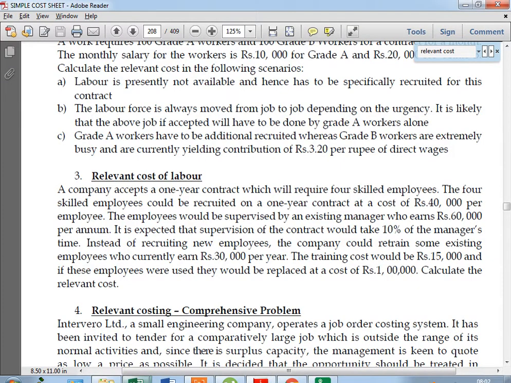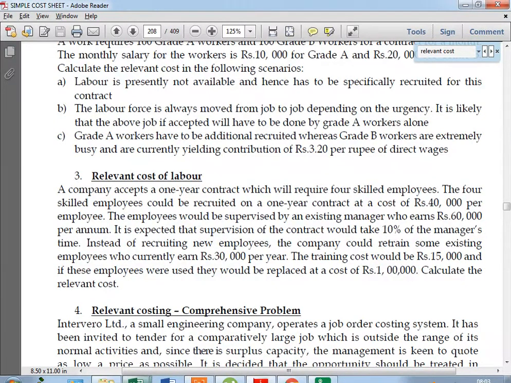Some supervision has to be done and the supervisor has to be paid some 60,000 per annum, some 10% of the manager's time. If I don't recruit, I see some smart people within the company, I can retrain these people. I'm paying 30,000 per year to these people. But if I have to train them, I'll have to pay 15,000. The moment I pick these people from the existing place, I have to replace them at a cost of 1 lakh, which means I need to recruit them at a cost of 1 lakh. Calculate the relevant cost. Now please listen.